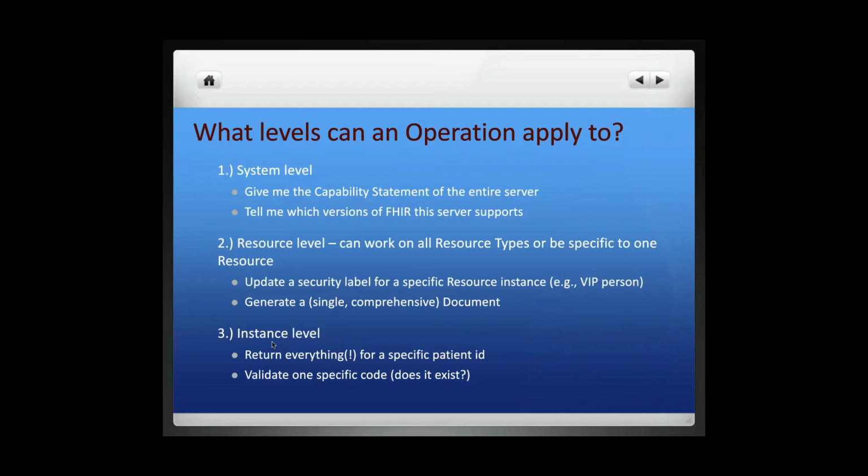Then we also get down to the instance level. An instance level is to return everything for a specific patient ID. So here's your instance. This is the server generated ID. This is your instance. Return everything for this instance. So this operation will return everything for that particular patient. Or this operation can validate one specific code. Does that code exist within that code system?